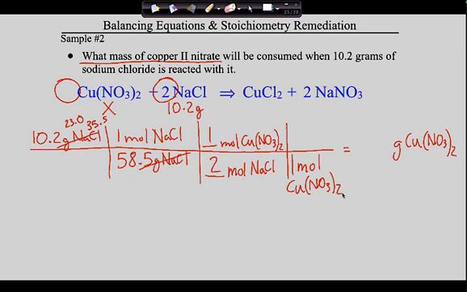So looking up copper, we find out that it is 63.5. Looking up nitrogen, nitrogen's mass is 14, but you'll notice that there's 2 of them, so that would make the total mass of nitrogen 28.0. And then oxygen, you may even remember, is 16, but you'll notice that there are 6 of them for a total of 96 grams. Now adding these numbers together, 96 plus 28 plus 63.5, and I get 187.5 grams of Cu(NO3)2.